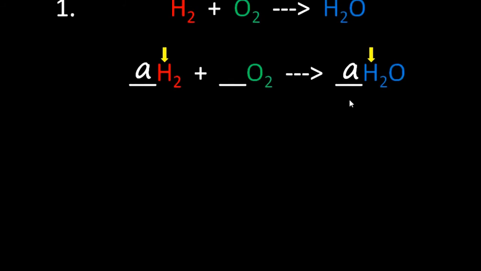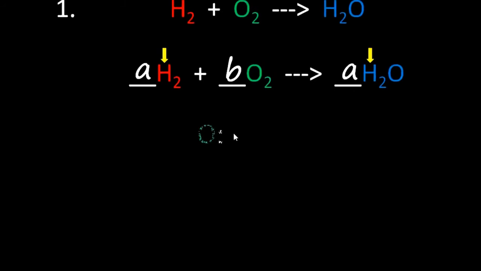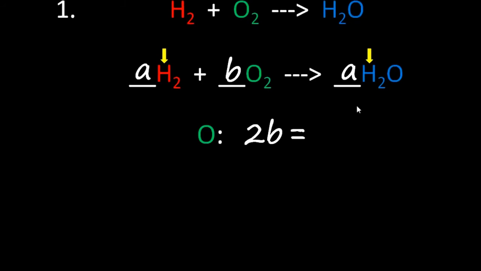And in step 2, put a different letter coefficient in the remaining blank line. So we will put B here. Now in step 3, we will balance the remaining unbalanced element, oxygen. How many oxygen atoms do we have here? We have 2B. So we will put 2B here. Equals, how many oxygen atoms do we have here? We have 1 of A, so we will put 1A.